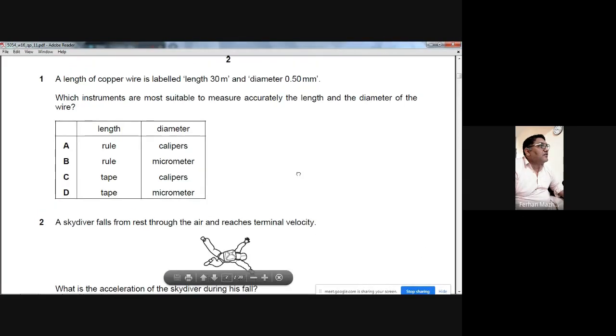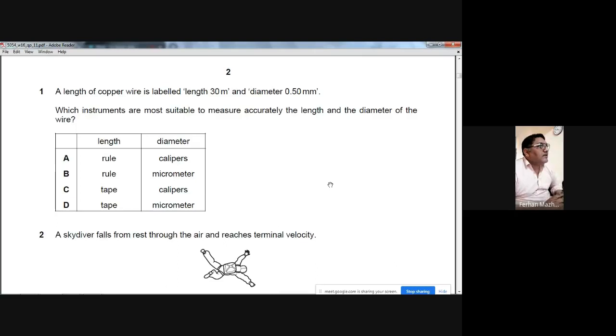First MCQ. The length of the copper wire is labeled length 30 meter and the diameter 0.50 millimeter. Which instruments are more suitable to measure accurately the length and the diameter of the wire? The length is 30 meter. Because 30 meter is more than 1 meter, we will use a tape. And because the diameter of wires is always measured with a micrometer, the best option will be the D option. For the length we use tape and for the diameter we use micrometer.